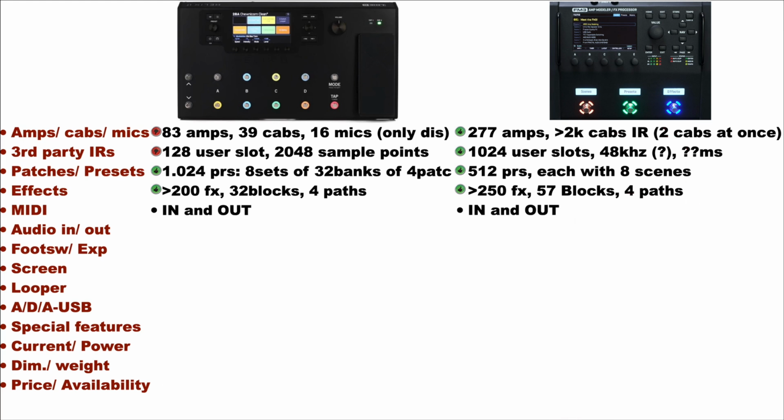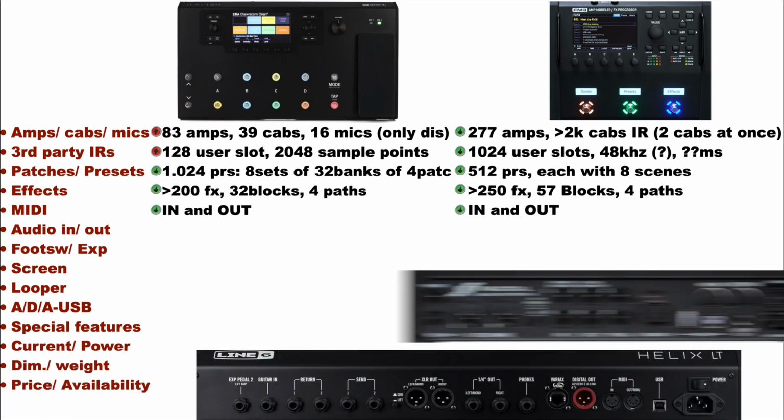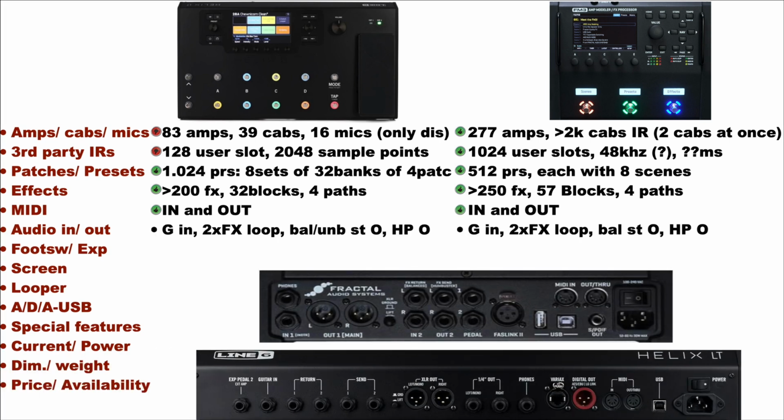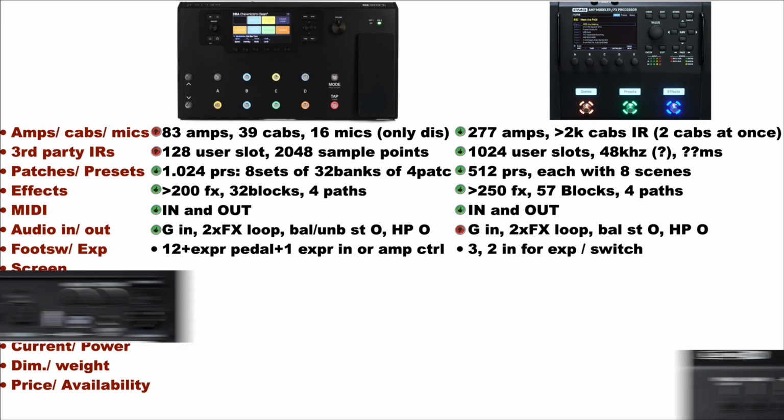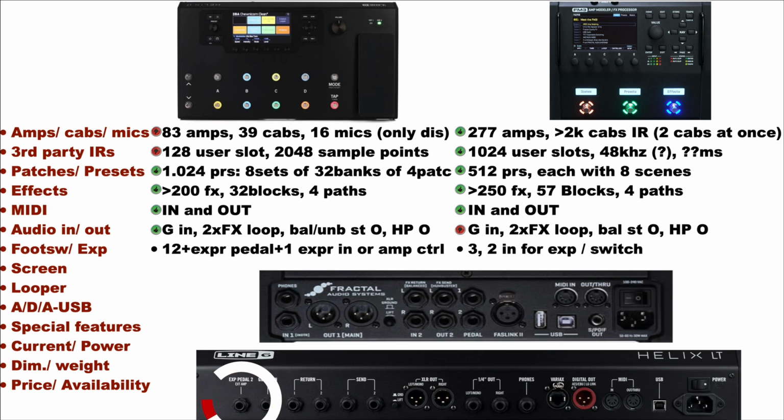Both have the same MIDI capabilities, then we have almost the same possibilities as regards inputs and outputs, with the exception of the stereo unbalanced outputs that are available only in the Helix. The Helix has 12 footswitches and a built-in expression pedal, while the FM3 has 3 footswitches. The Helix has one more input for external switches or expression pedal and a control out, while the FM3 has 2 inputs for external expression pedals. All in all, I would say that the Helix is better here.